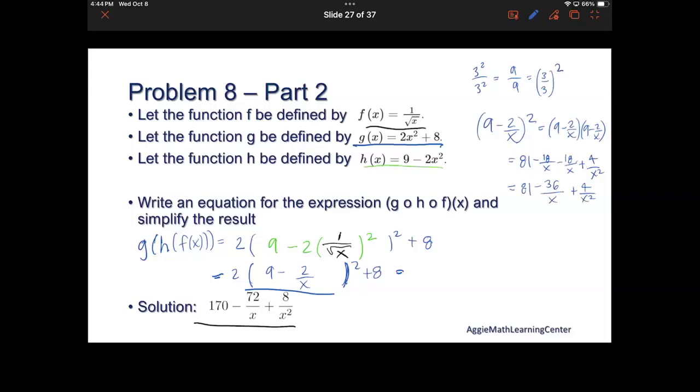Okay. All right. And so that's all being multiplied by 2, and we're adding 8 to it, because it came from inside these parentheses. So it's all being multiplied by 2, and then we're adding 8 to it. So I'm going to multiply it by 2 as I put it back in. 2 times 81 is, ooh, probably 170. 162. Thank you. Close to 170. 2 times 36 is 6 times 12. So 6 and 72. Yep. 72 over x.